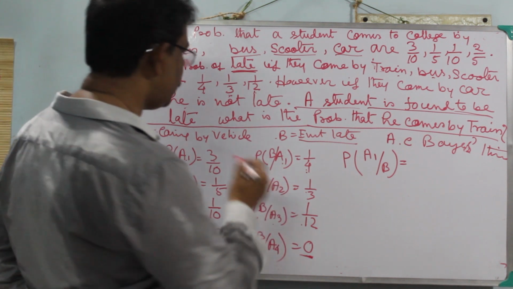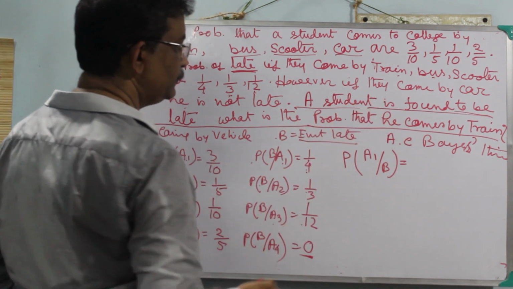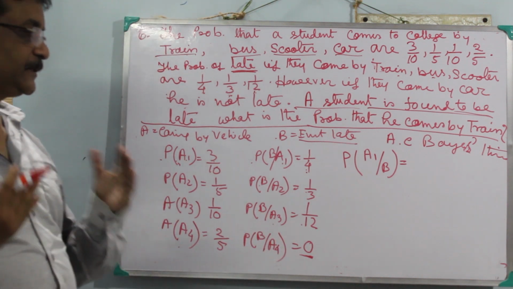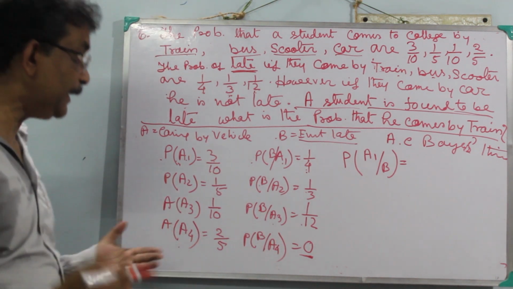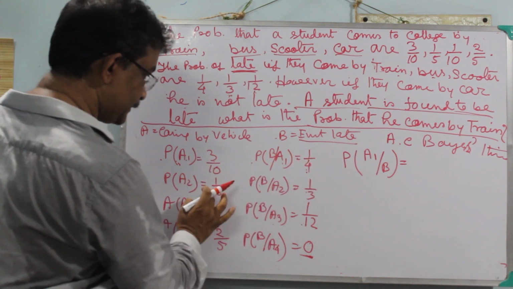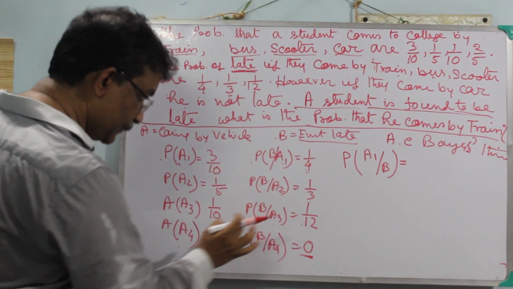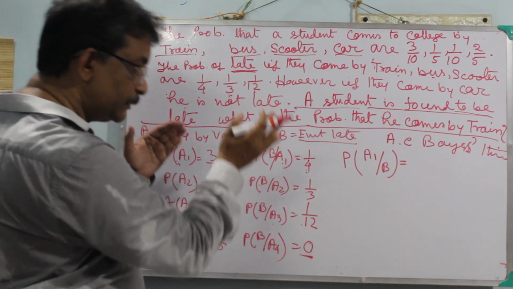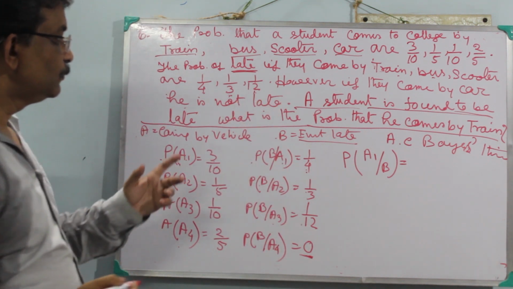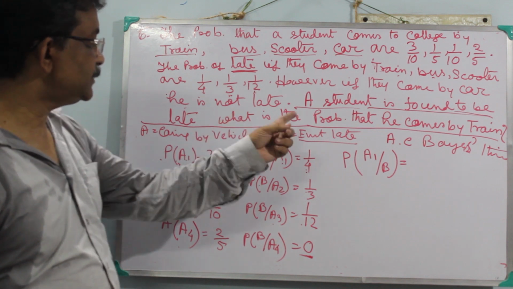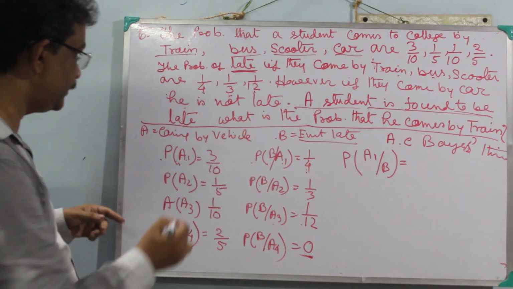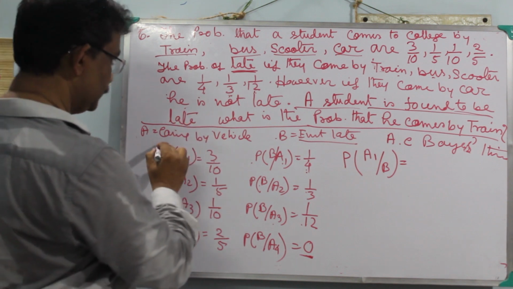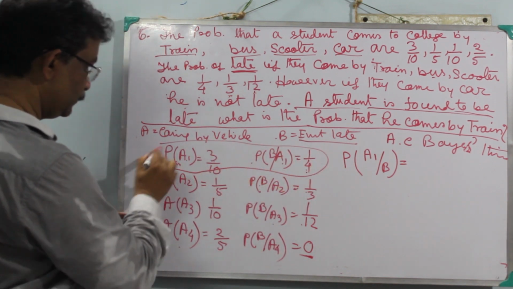Okay. And now what is asked? A student is found late. So if I ask what is the probability of late, this into this plus this into this plus this into this plus this into this is the probability of late. So it will become the denominator, and we will select the numerator branch. A student is late, what is the probability they come by train? Train, this one, 3 by 10. So it will be the numerator.